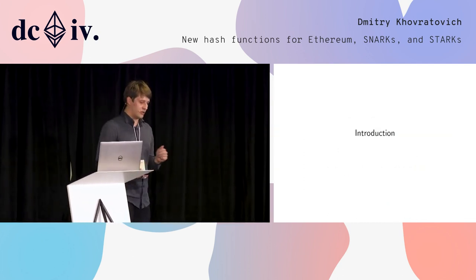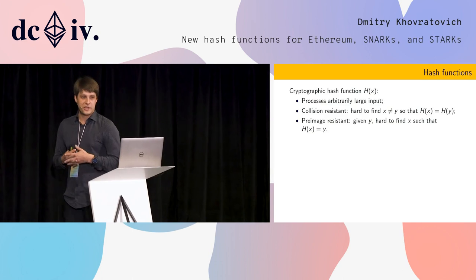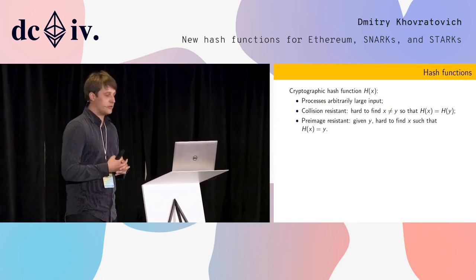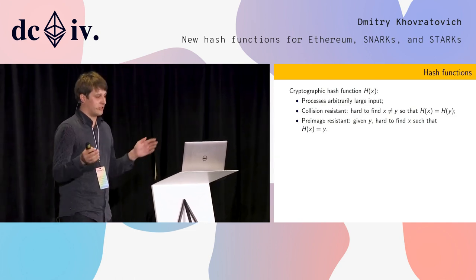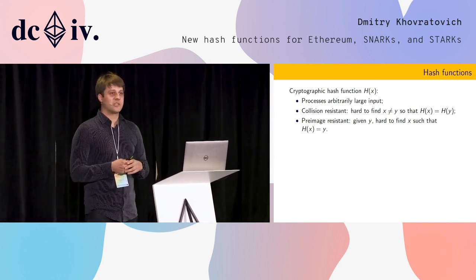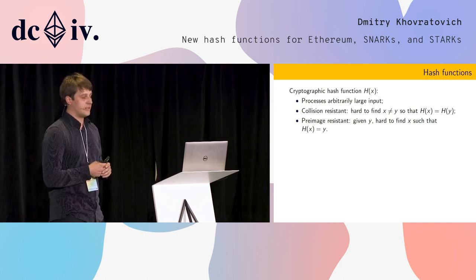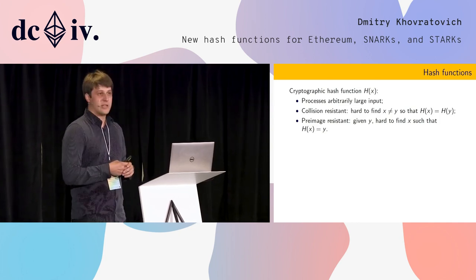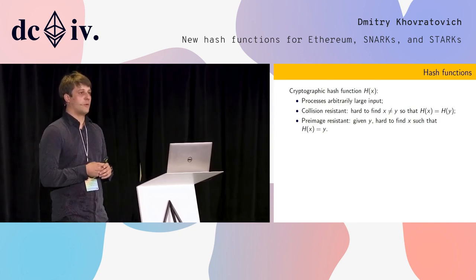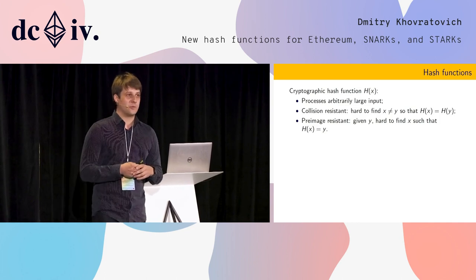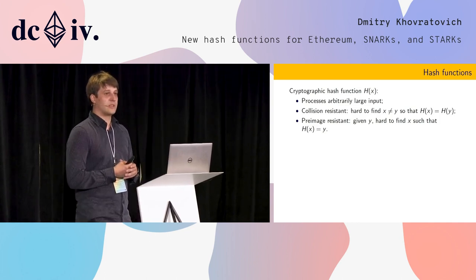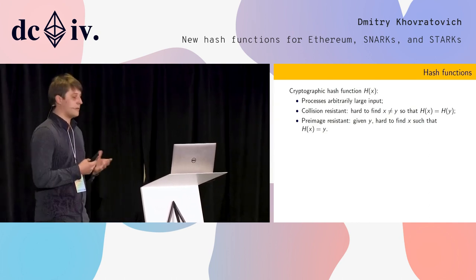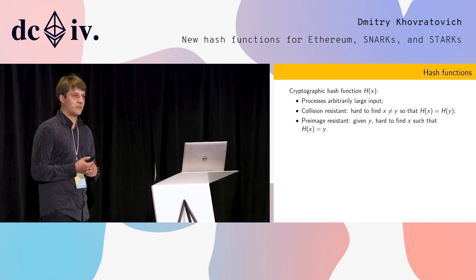Okay, so you probably remember what a hash function is and what properties it should have. A good hash function should process arbitrarily large input, well, up to some extent, but gigabytes it should handle. It should be collision resistant, meaning that it should be difficult to find different X and Y so that the hashes of them are identical. As long as a hash function converts arbitrarily large inputs to fixed size outputs, collisions are unavoidable, but they must be difficult to find. Pre-image resistant means that given Y, it must be difficult to find X so that H of X is Y.